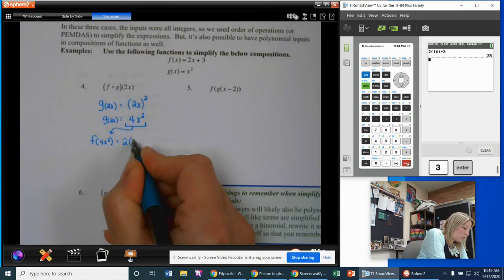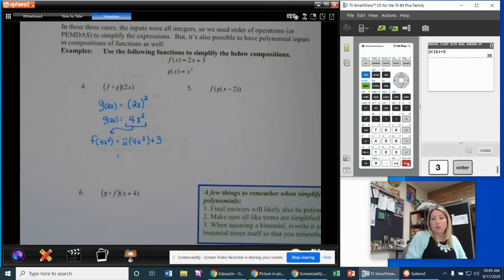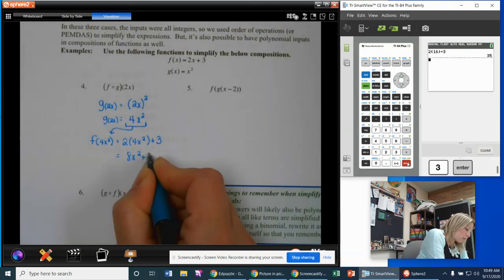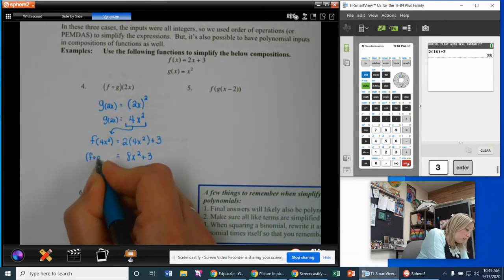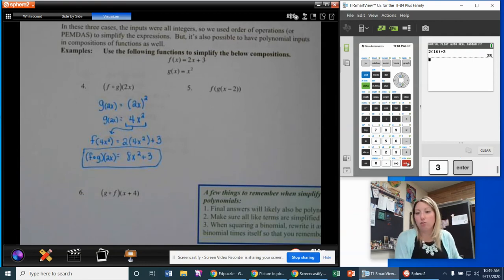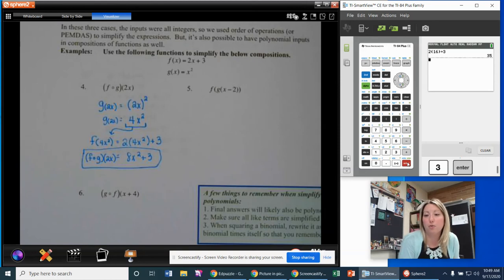So it'll be 2 times 4x squared plus 3. Really the only thing that ends up changing in this instance is 2 times 4 is 8x squared plus 3. So I'll just write my initial notation: f of g of 2x equals 8x squared plus 3. If you're plugging in a polynomial as your input, you're likely getting a polynomial as your output. It's possible that the polynomial pieces cancel out and you get an integer, but it's unlikely. It's far more likely that you'll get a polynomial answer.